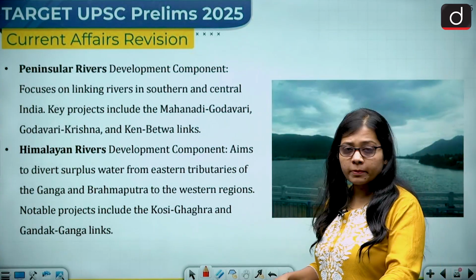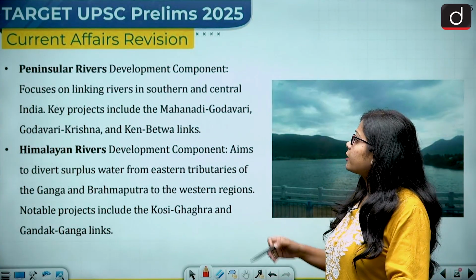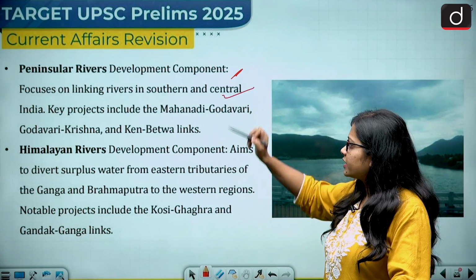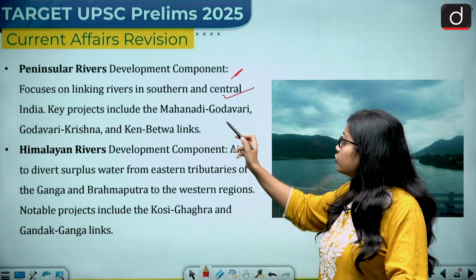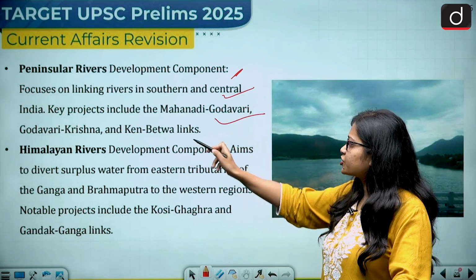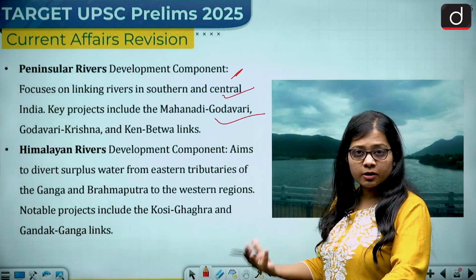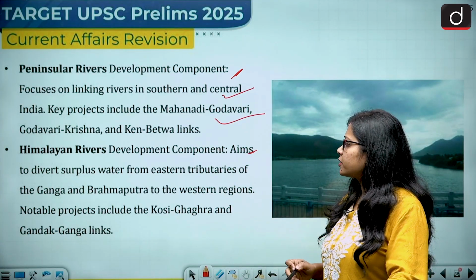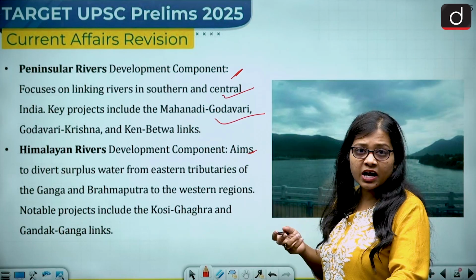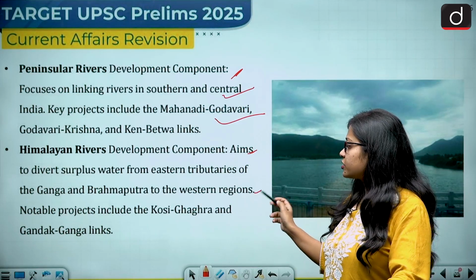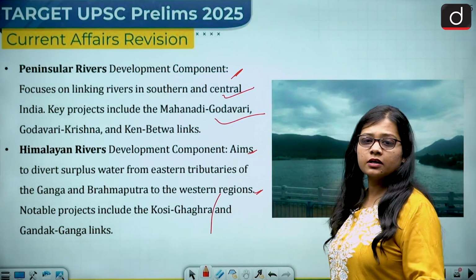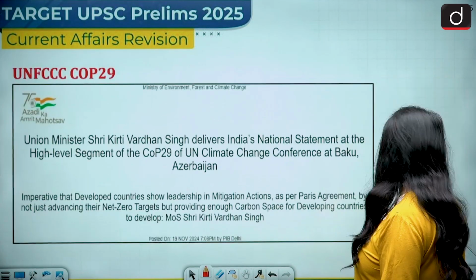Now if we talk about the peninsular rivers, then the development component is focusing on linking rivers in southern and central India. Key projects include Mahanadi, Godavari, Godavari-Krishna and Ken-Betwa. Now talking about the Himalayan rivers, the main aim is to divert surplus water from eastern tributaries of Ganga and Brahmaputra to the western region. Examples being Kosi, Ghagra and Gandak-Ganga interlinking projects.